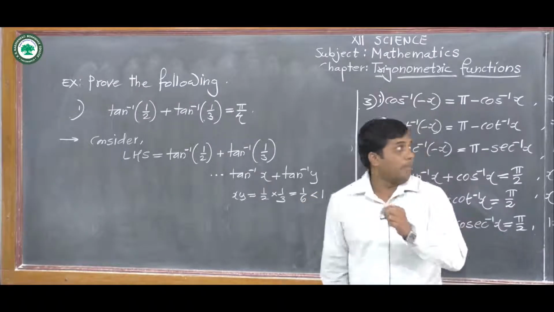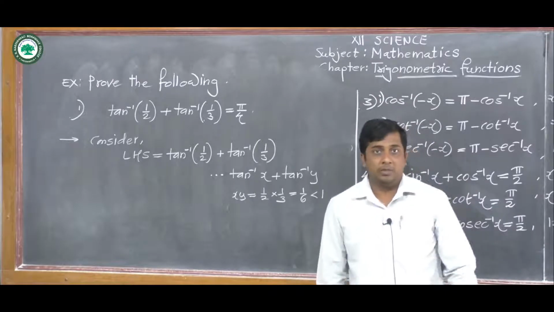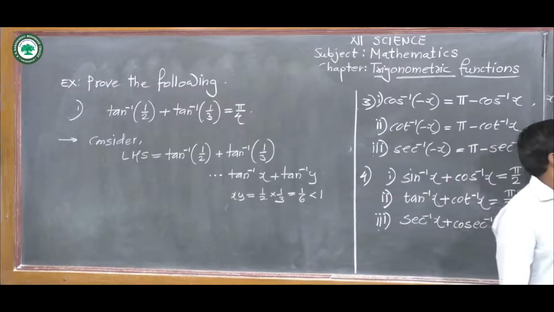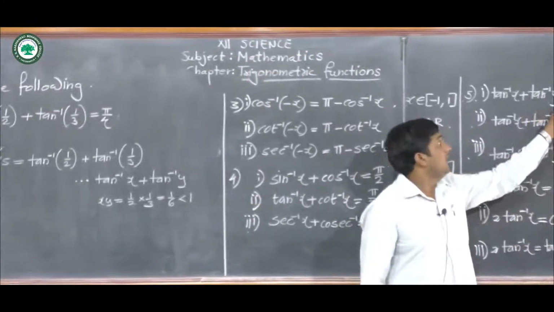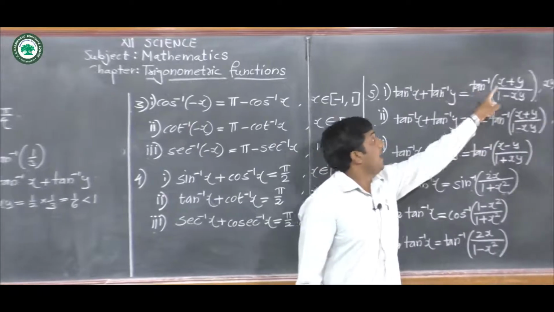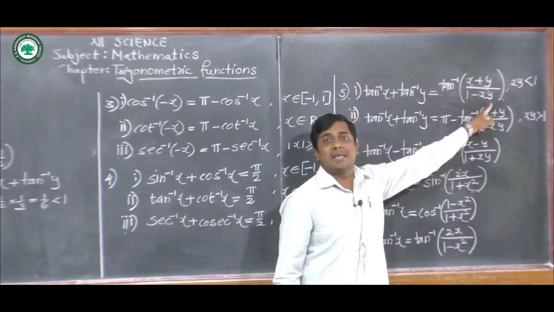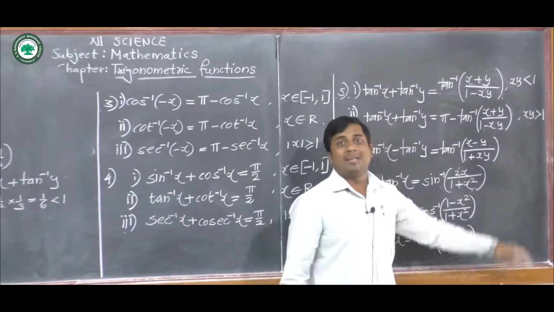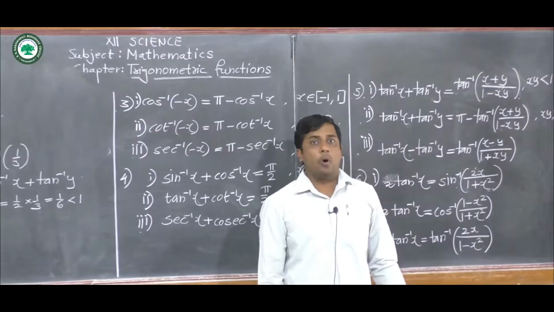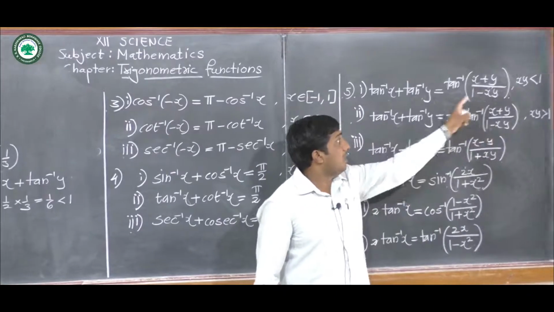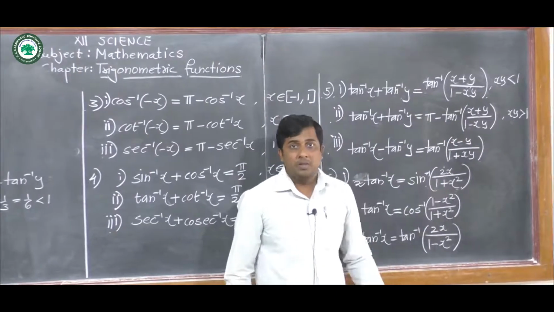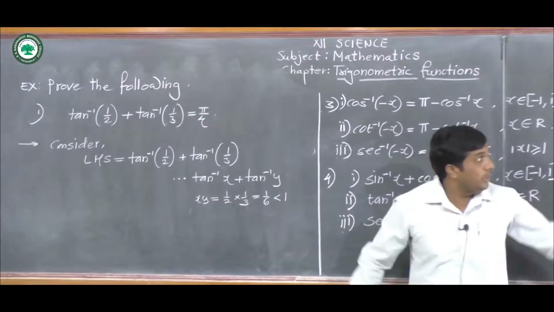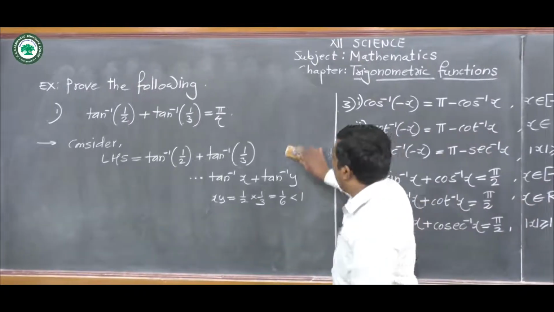And here 1 upon 6 is less than 1. So we consider our property number 5. In that, first, tan inverse of x plus tan inverse of y is equal to tan inverse of (x plus y) upon (1 minus xy), and the condition for this is that the product between x and y is less than 1. If the product is less than 1, then we use this property. Here again in this example, the product is less than 1, so we use property number 5.